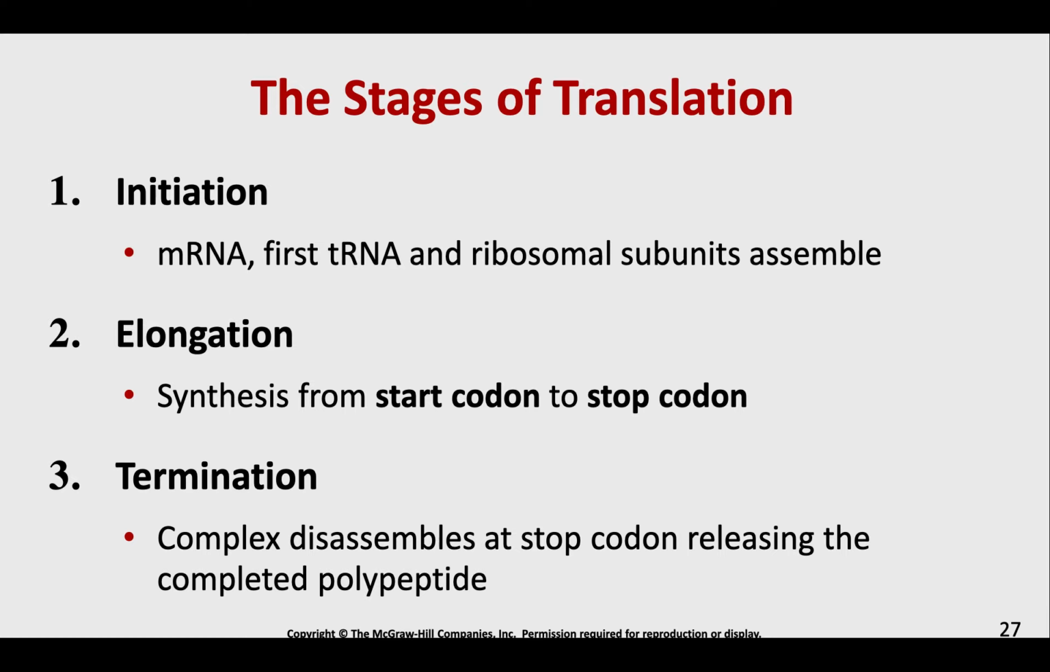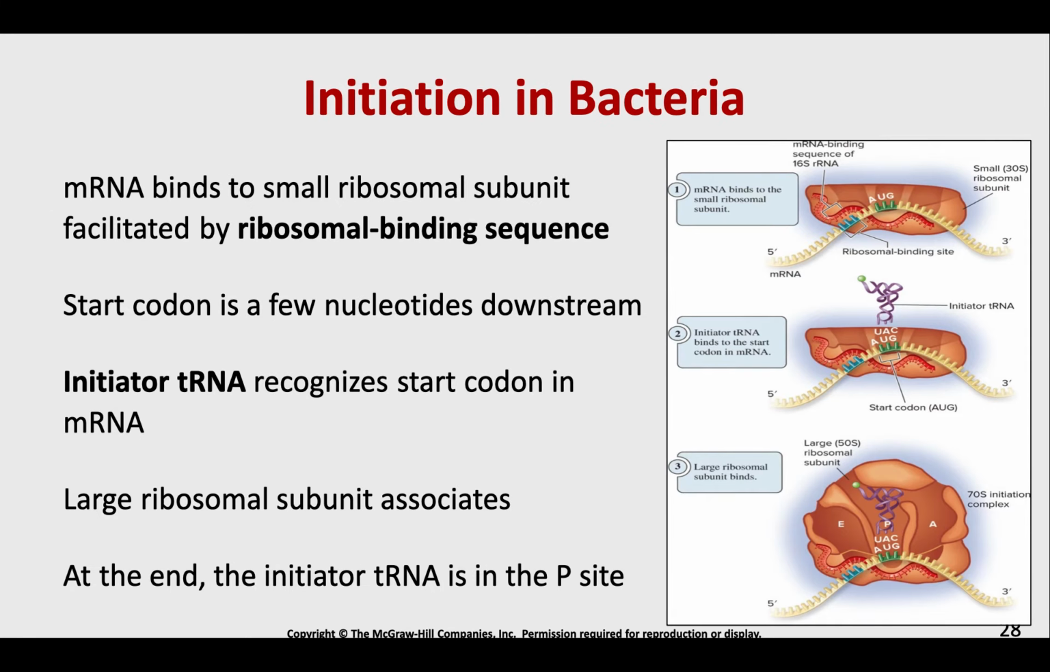So just like transcription, we also have 3 stages for translation, and they happen to be called the exact same thing: initiation, elongation, termination. All right, so let's look at initiation for translation now. This is where the mRNA is going to bind to the small ribosomal subunit. That's going to be facilitated by this ribosomal binding sequence. It's this binding sequence that will help it bind to the ribosome. Likewise, if we're talking about eukaryotes, we know that it's the cap, that modified guanine cap, that will allow it to bind to the ribosome.